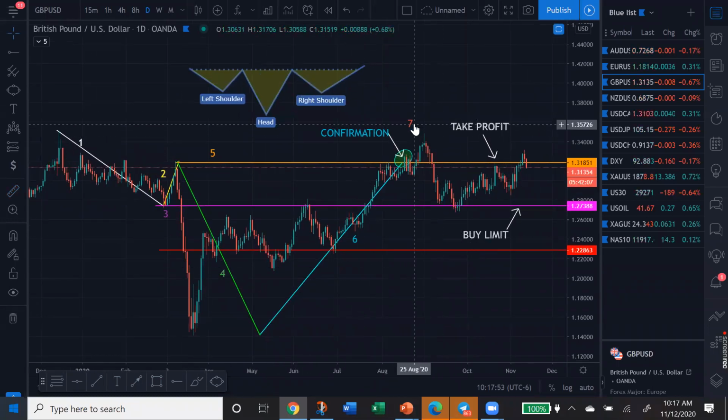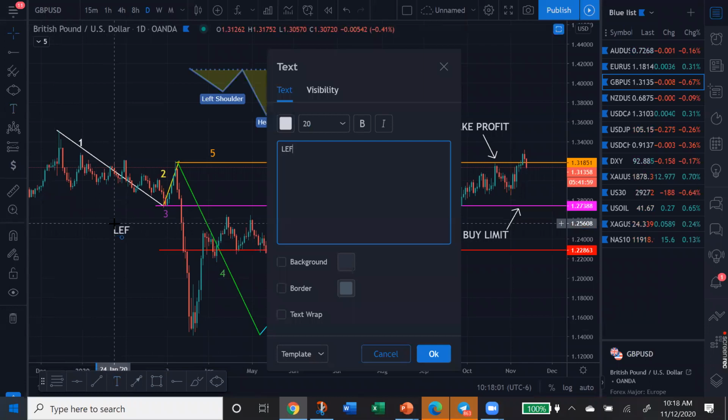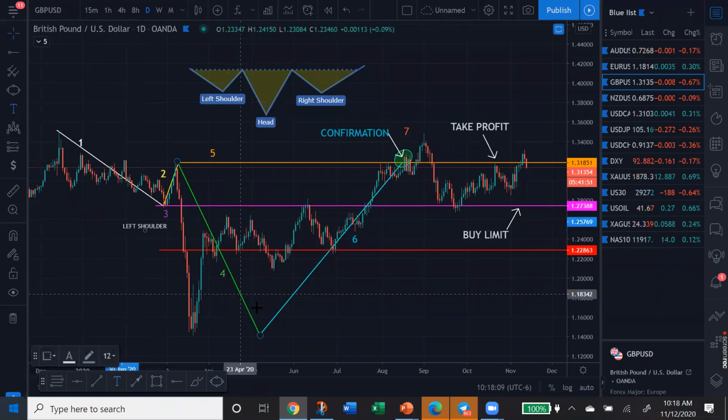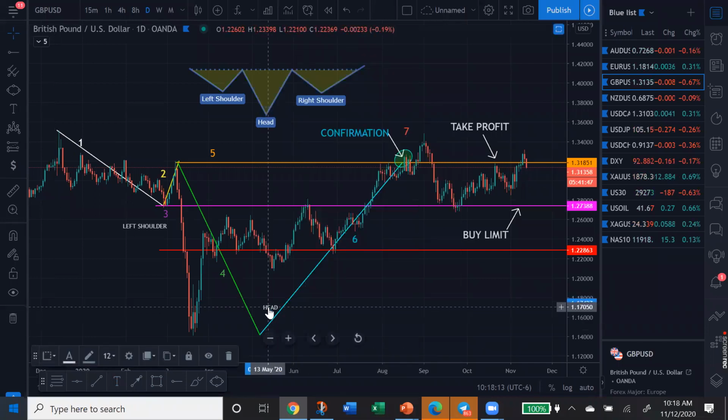So once you enter your entry, your entry is over here. This is your left shoulder. That's your left shoulder. This is your left shoulder. This is your head. You guys see all that?